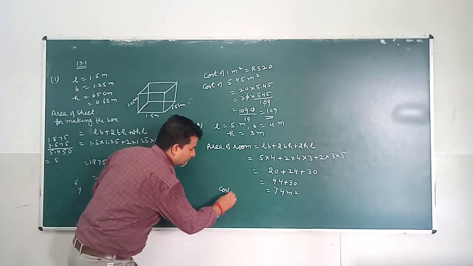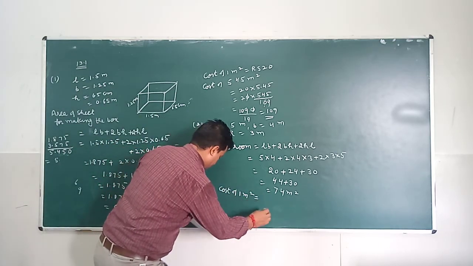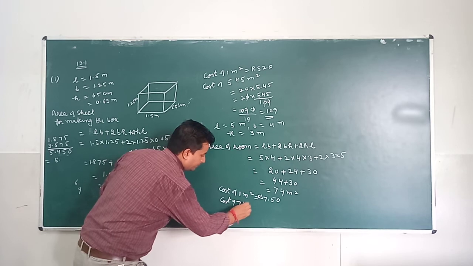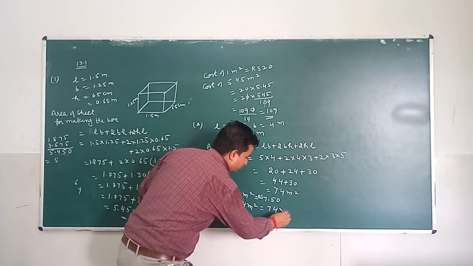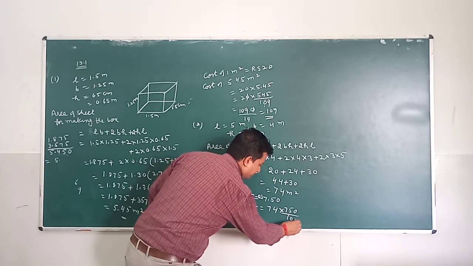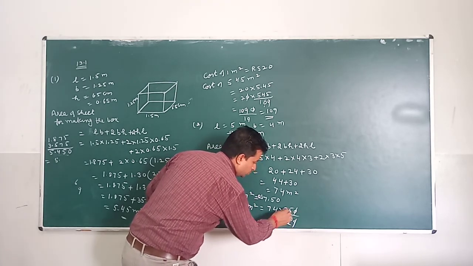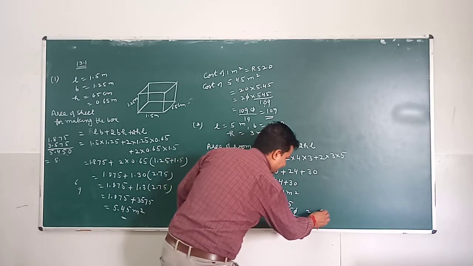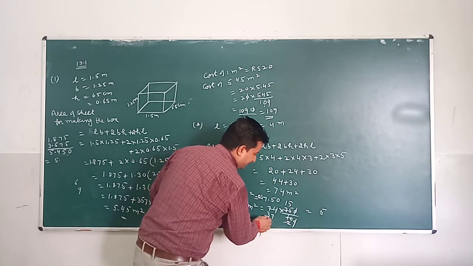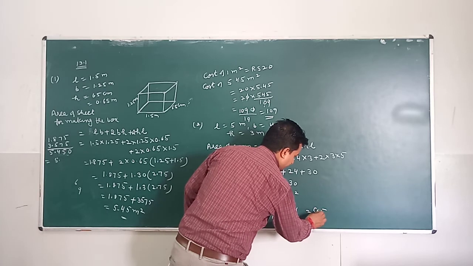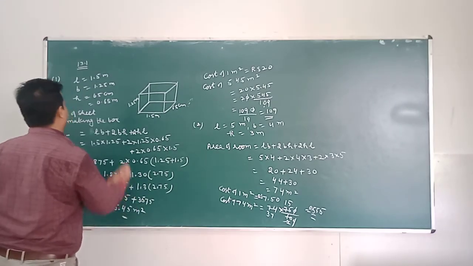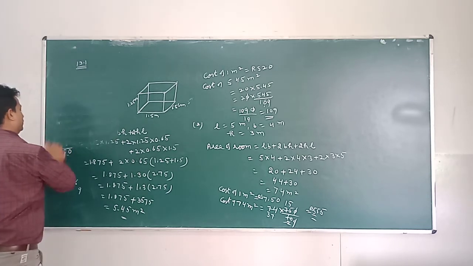As the cost of 1 meter square is rupees 7.50, so cost of 74 meter square is 74 into 750 by 100. This 0 cancels out. So the total cost of whitewashing is rupees 555. This is the total cost.